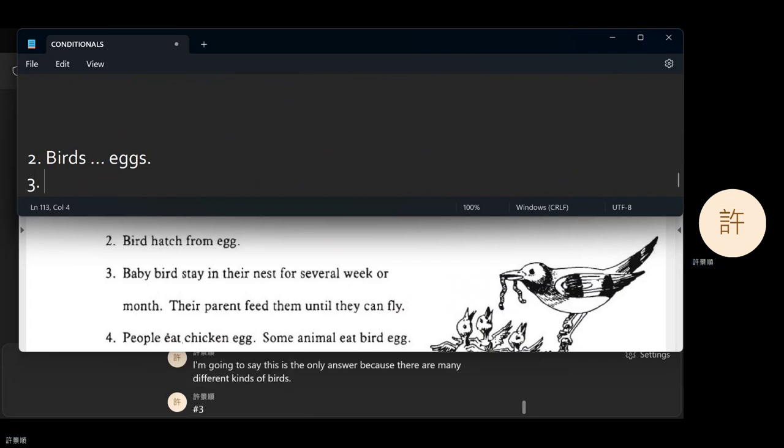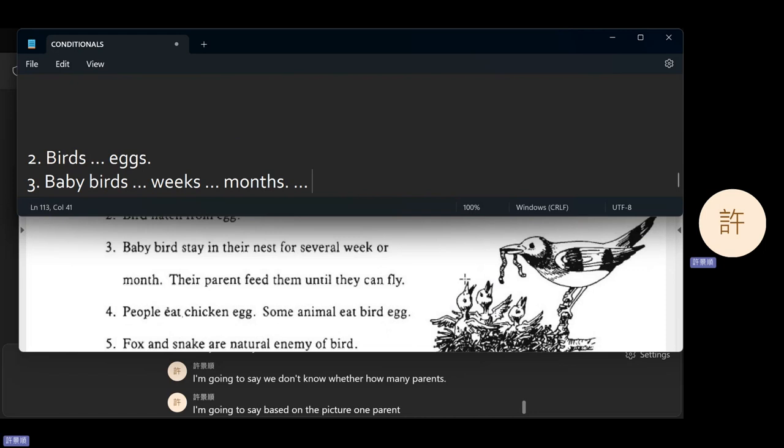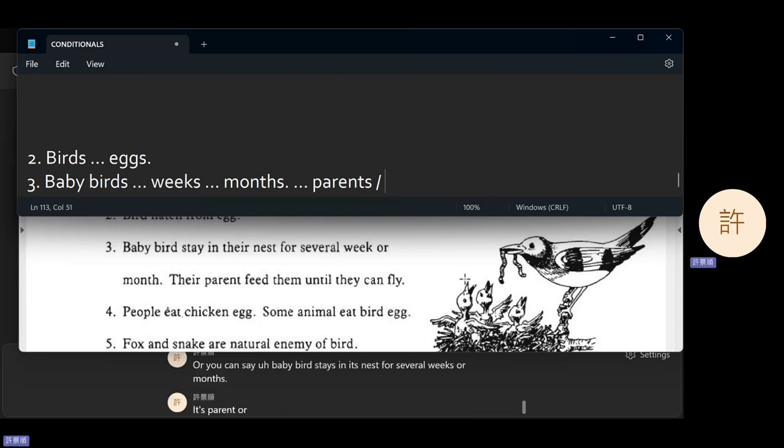Number 3. Baby birds stay in their nest for several weeks or months. I'm going to say we don't know how many parents. Based on the picture, one parent. Their parent. That doesn't make sense. Their parents feed them until they can fly. Or you can say a baby bird stays in its nest for several weeks or months. Its parent or parents, I guess, feeds or feed it until it can fly.